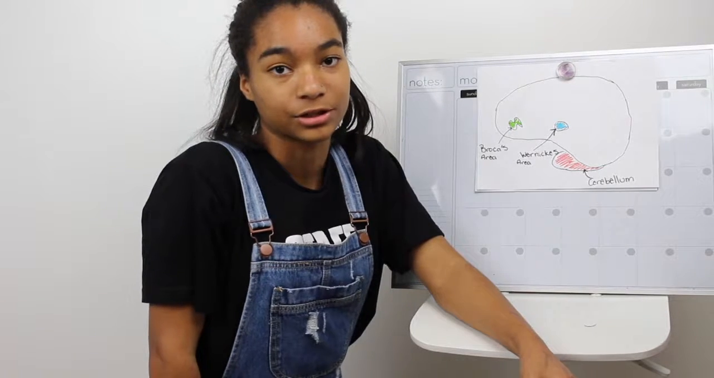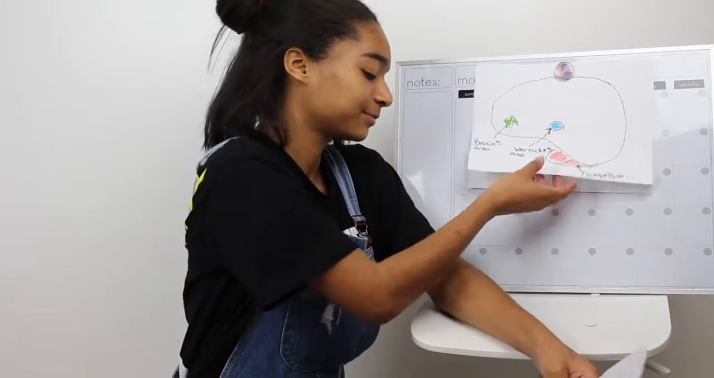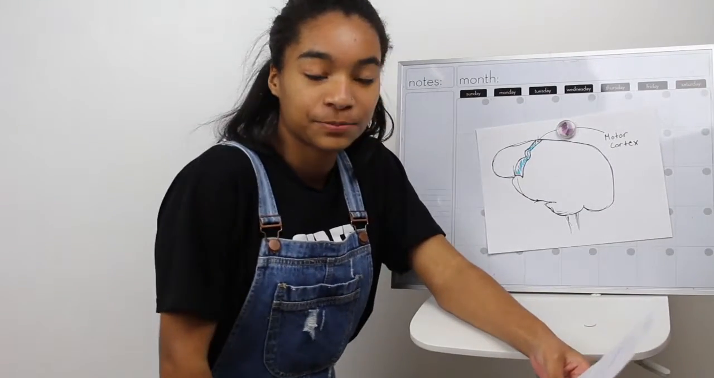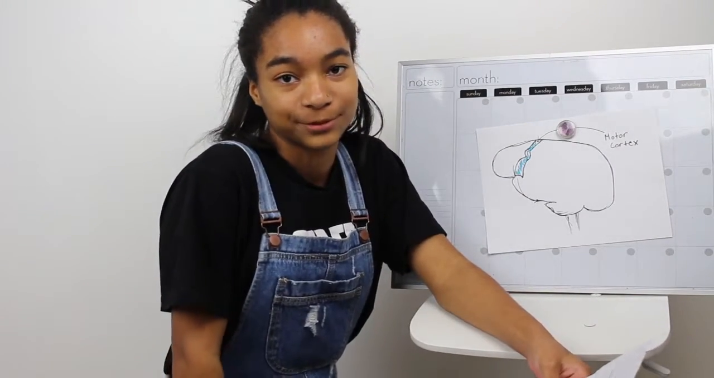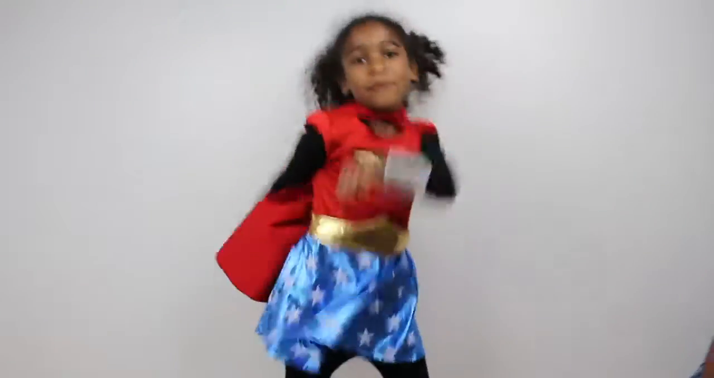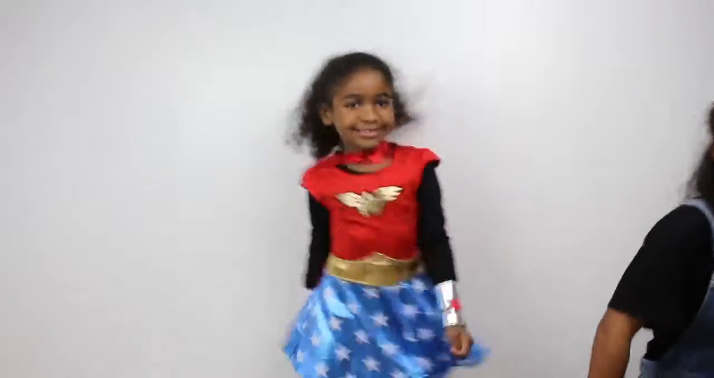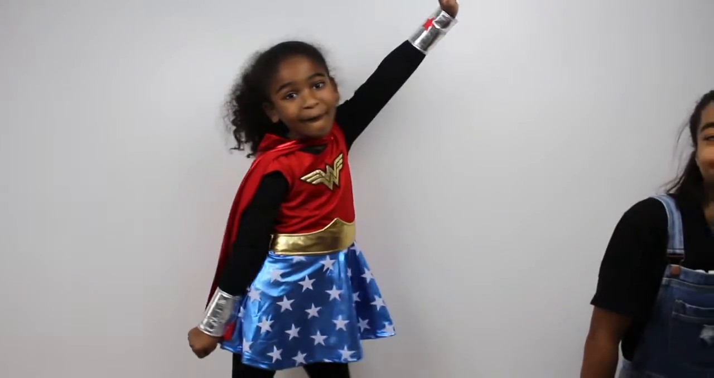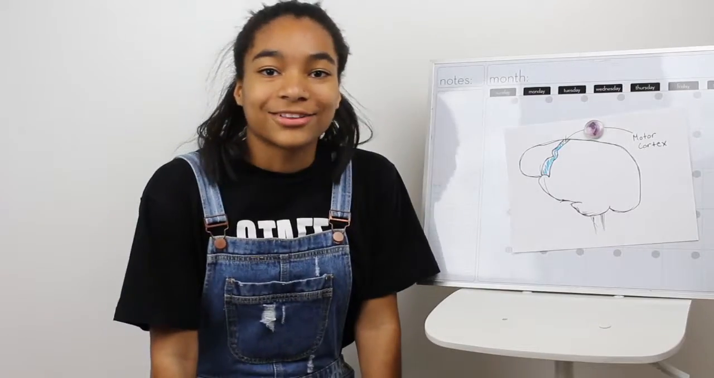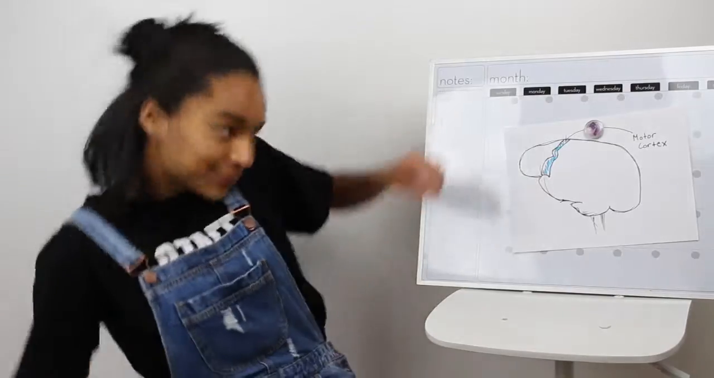Speaking of the motor cortex, you probably already guessed what it is. If not, it's a part of the frontal lobe that controls movement. That's movement. Now, let's talk about how the motor cortex gets the information on when and where to move.